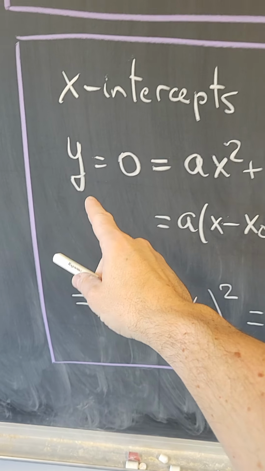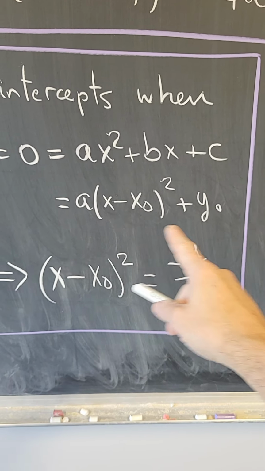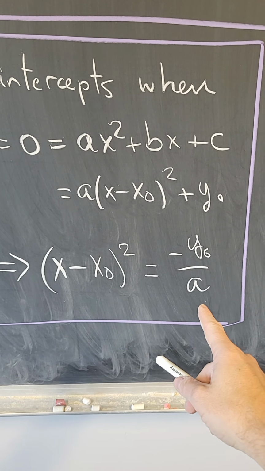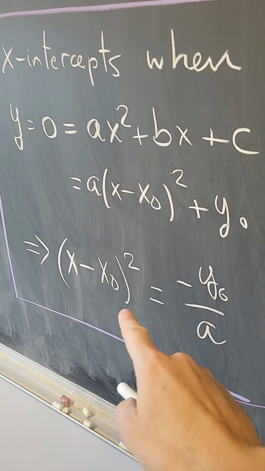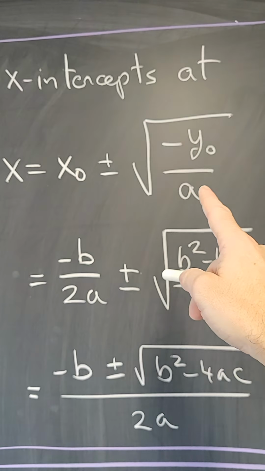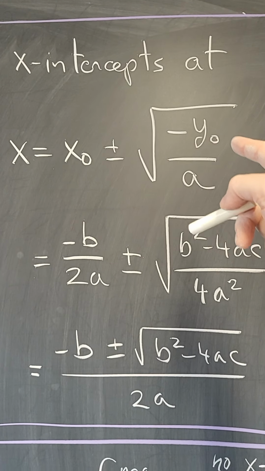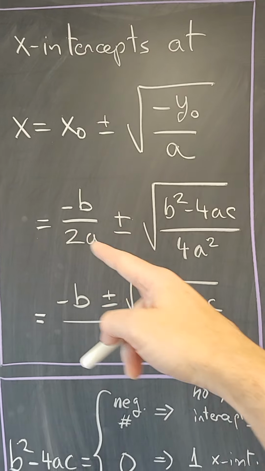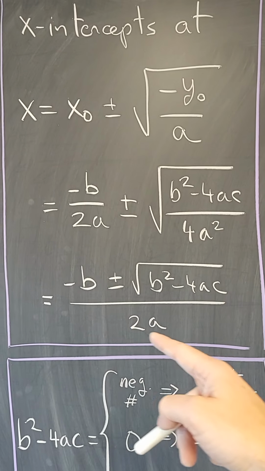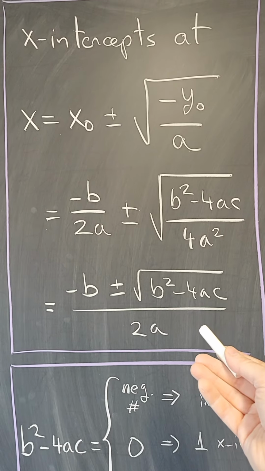Now we can find the x-intercepts. Those happen when y equals 0. So if the parabola equals 0, with this expression, we get this formula. And if I solve for x in that equation, what I get is that x has this formula, and since x0 and y0 were the coordinates of the vertex, and I know those, I can plug those in, and simplifying what I get is that x equals this, which is the usual quadratic formula.